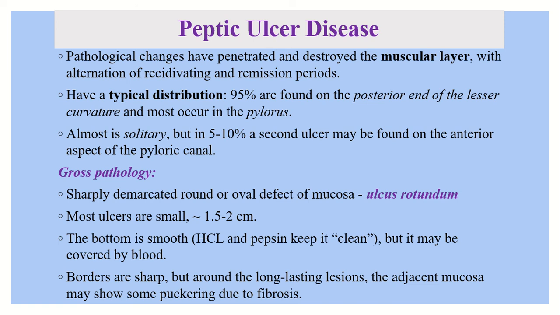Almost always it is solitary, but in 5-10% a second ulcer may be found on the anterior aspect of the pyloric canal. Grossly, it is a sharply demarcated round or oval defect of mucosa, known as ulcus rotundum. Most ulcers are small, approximately 1.5 to 2 cm. The bottom is smooth. The hydrochloric acid and pepsin keep it clean, but it may be covered by blood. Borders of the ulcers are sharp, but around long-lasting lesions, the adjacent mucosa may show some puckering due to fibrosis.